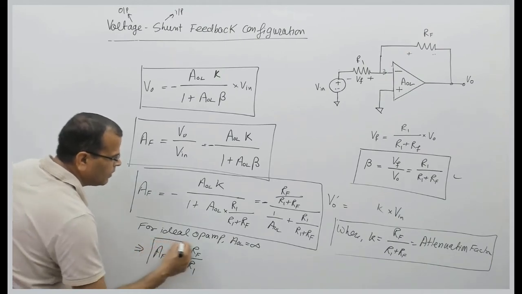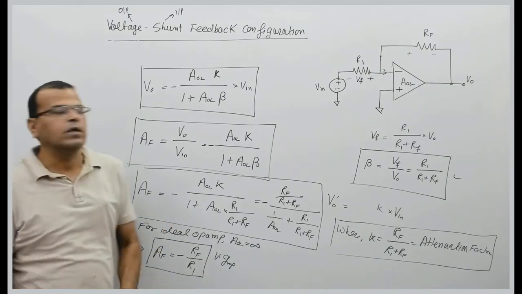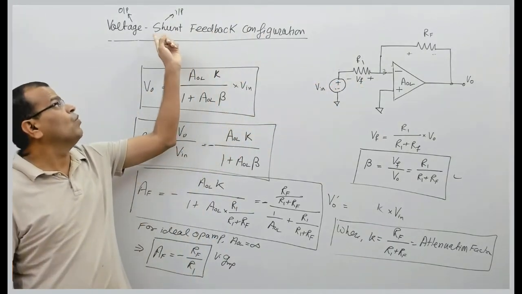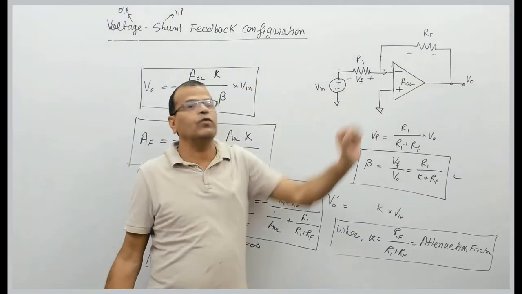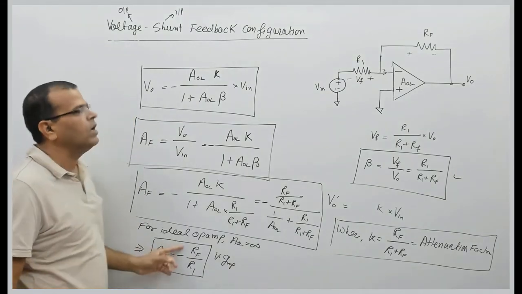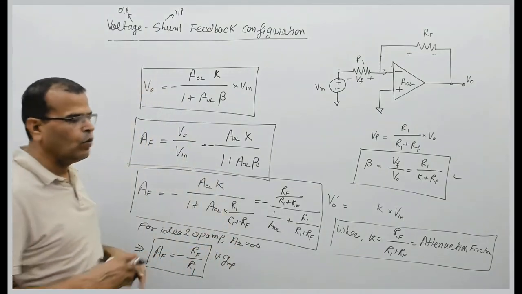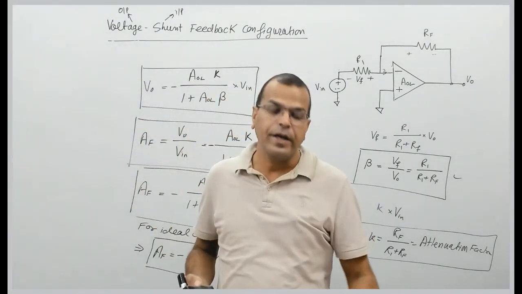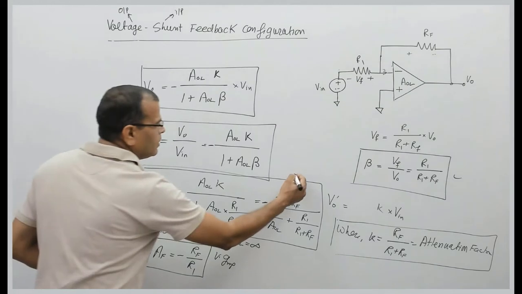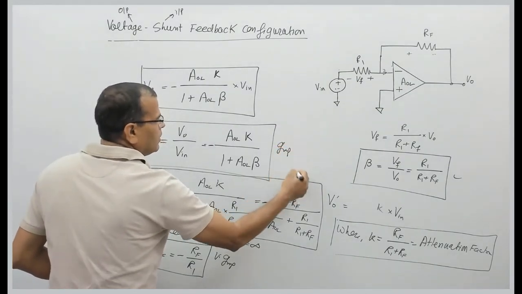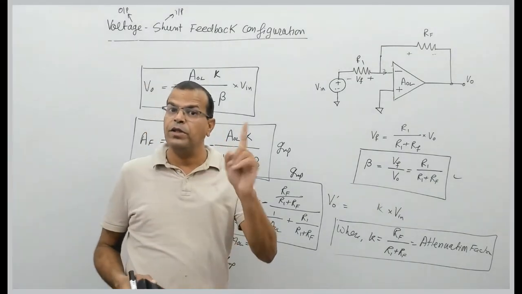So that means for an ideal op-amp, this is very important. For an ideal op-amp, the gain of this voltage shunt feedback configuration, which is also called an inverting amplifier, is what? Minus of RF by R1. That is the gain of an inverting amplifier with an ideal op-amp. So try to remember it. This is important, you should remember. There can be a question on it. There was a question from this in the GATE exam.